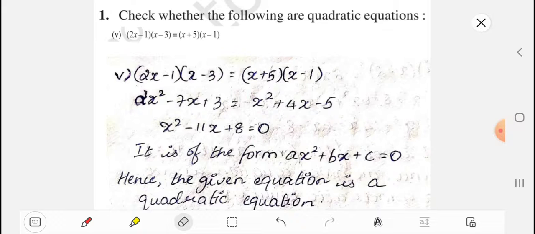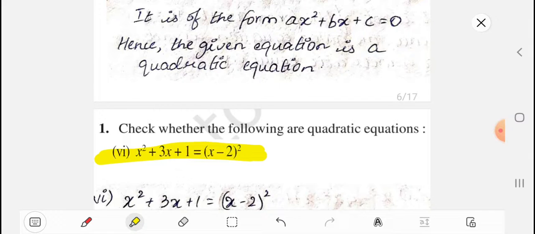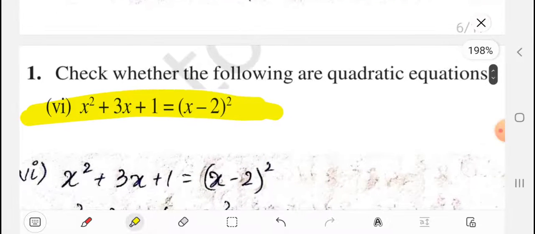If it is done, let me move ahead further with question number 6. Question number 6 reads as x square plus 3x plus 1 equals (x - 2) the whole square. As I have told, write down what is given.